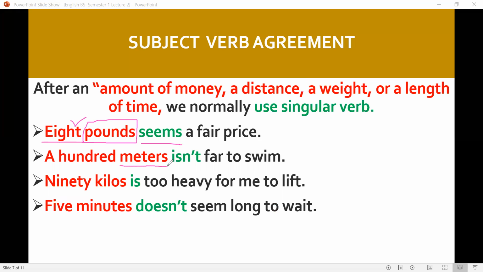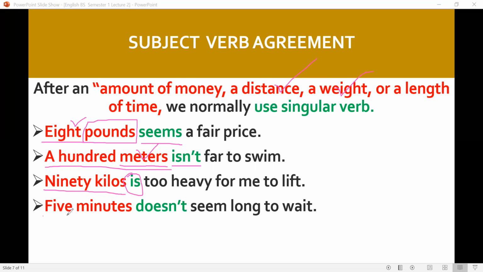100 meters. Don't get confused with this meter. This is a single expression, 100 meters, and it is a distance. With distance, we use a singular verb. Isn't far to swim. 90 kilos, as a weight, is a single combined word and we use a singular verb. Too heavy for me to lift.